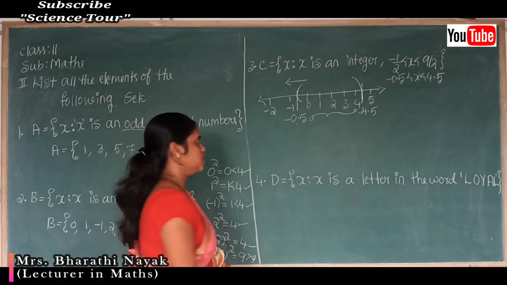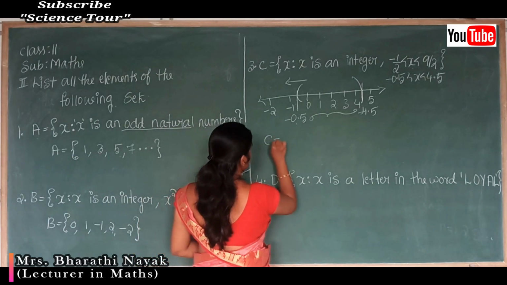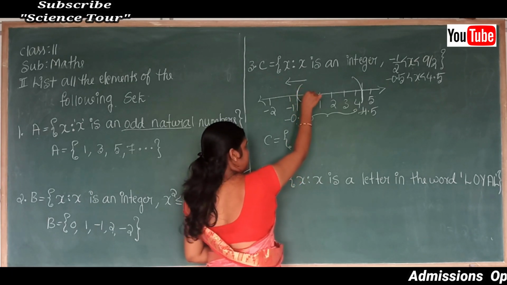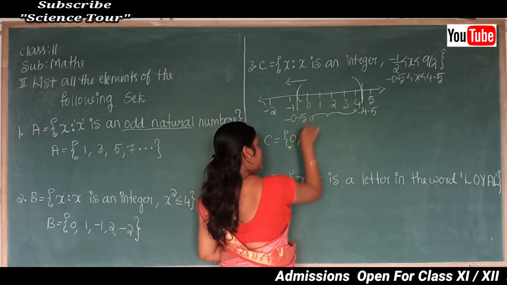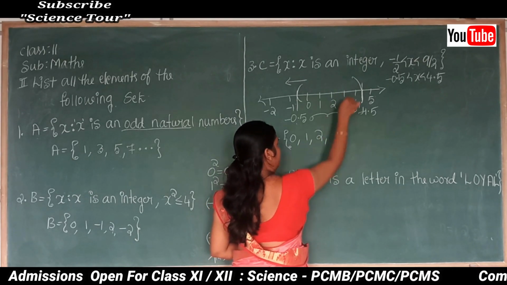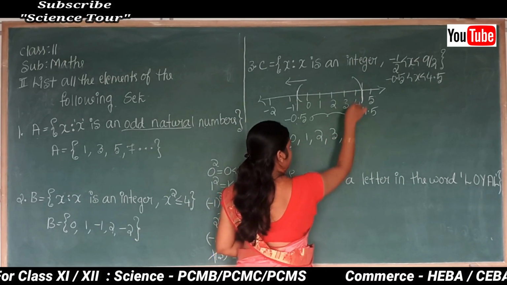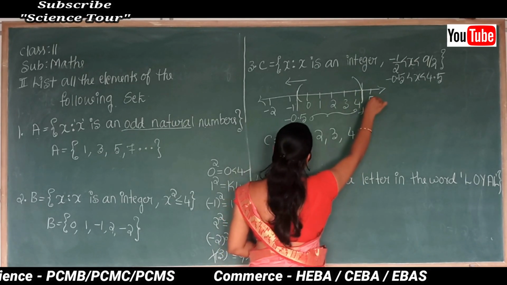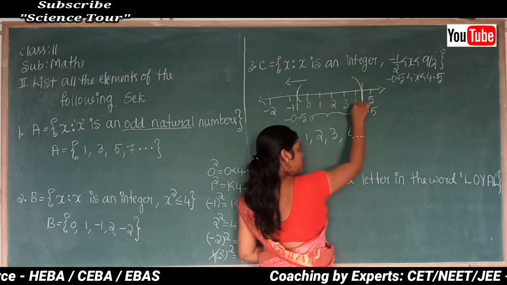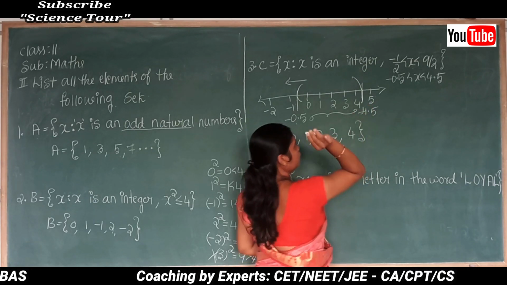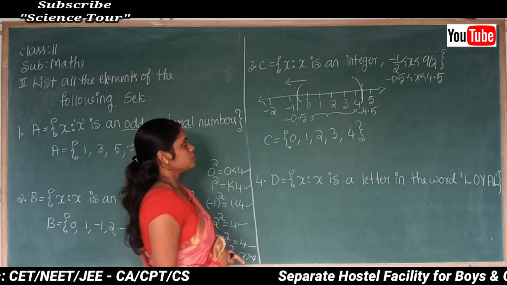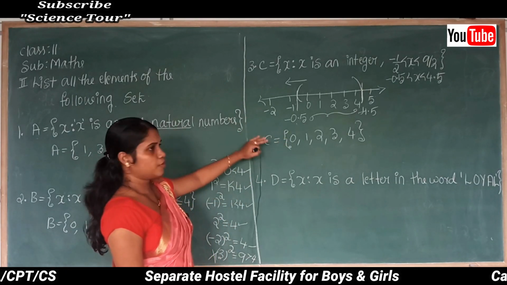So which are those integers? C is equal to, this is minus 0.5, next integer 0, next 1, next 2, next 3, next 4. Can you choose 5? No. Less than 4.5 means till 4, so till 4 you have to write. Yes, so this is the answer for the third question.